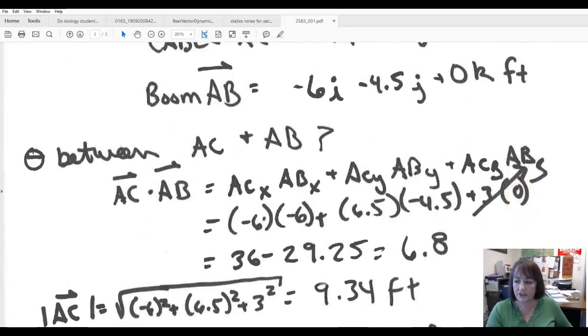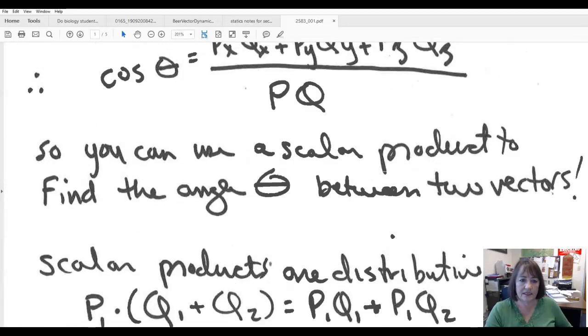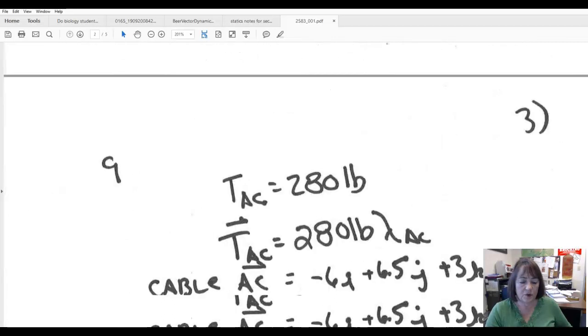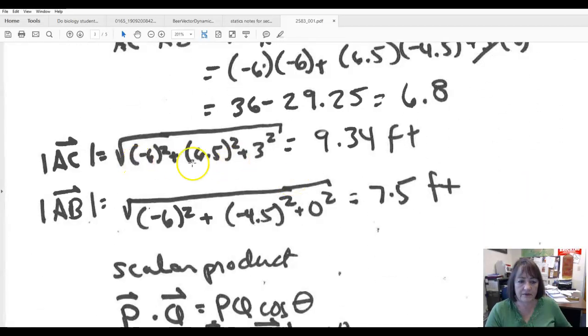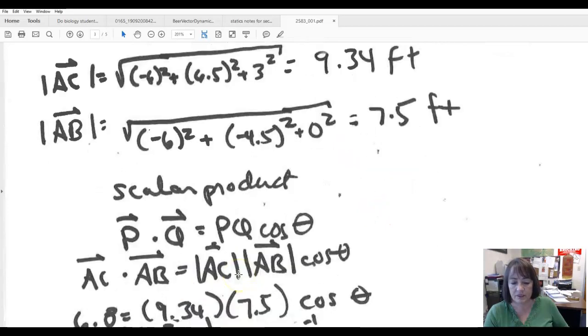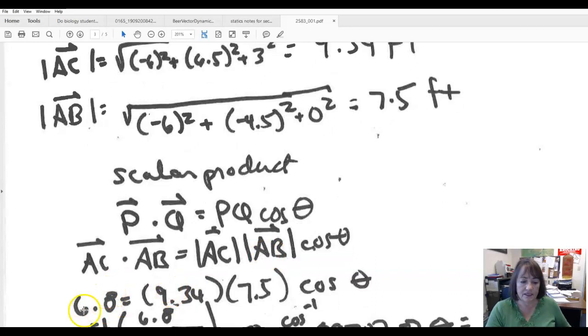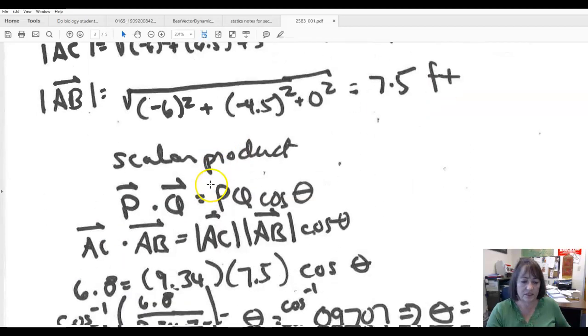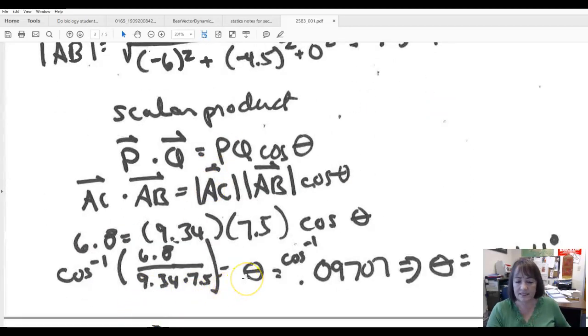Now, if I go back to that definition again, the next thing I have to do, so I found this right here, is I need to find the length of P and the length of Q in order to divide what I've just determined in order to find the cosine of theta. So I go back to my work. I then find the length of AC by the Pythagorean theorem, the length of AB by the Pythagorean theorem, and then if I multiply them together, that would be P times Q, or in this case AC times AB. I take the 6.8, which is what I got in the first part, divide it by the product of 9.3 and 7.5 right here, and that is theta.